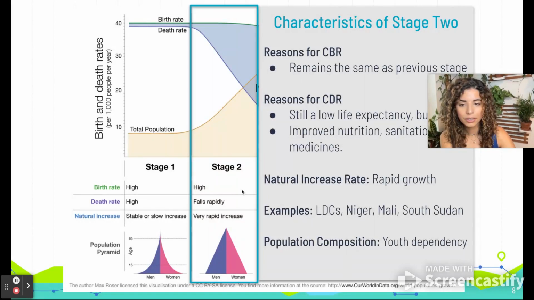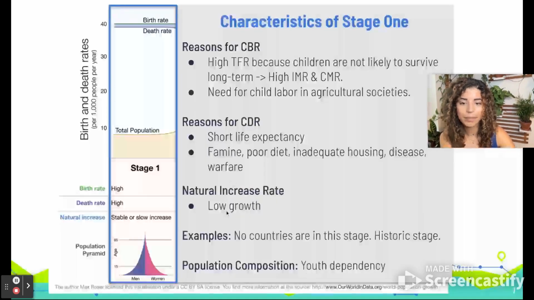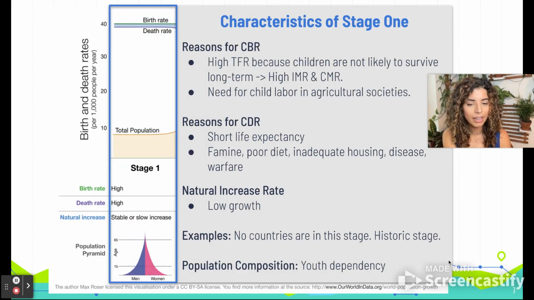Examples include, let me go back. There's no countries in this stage. This is where we used to be. And like I said, maybe some very isolated groups and communities might have this. Population composition, there was youth dependency because there were a lot of young people in this stage.